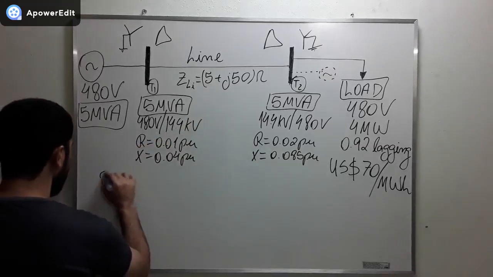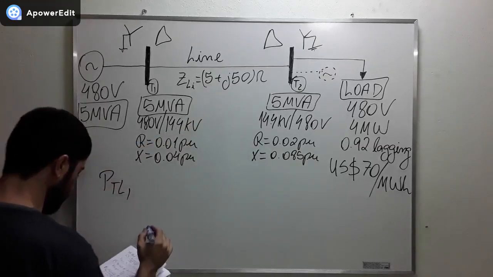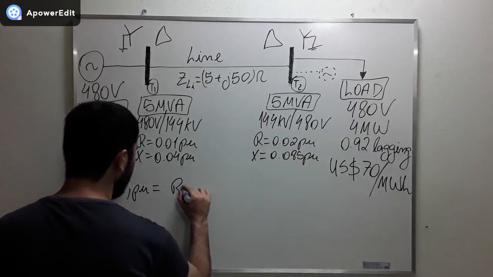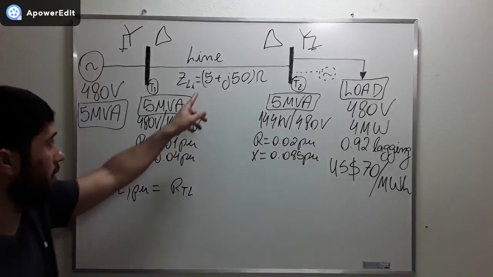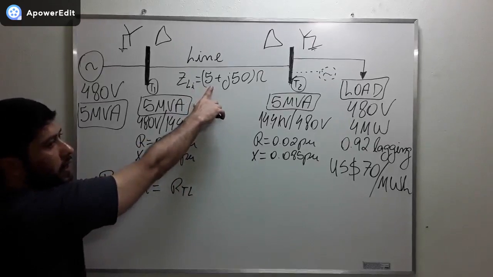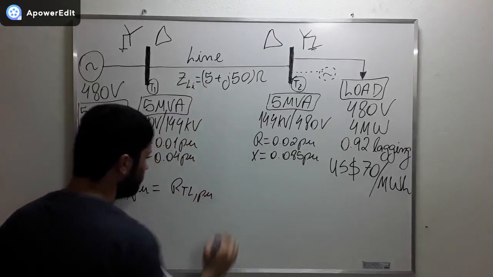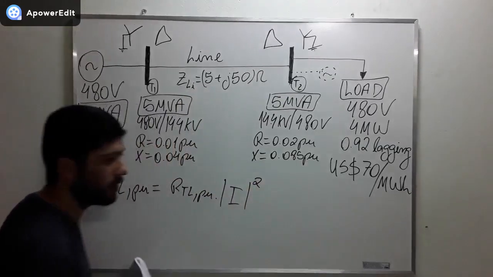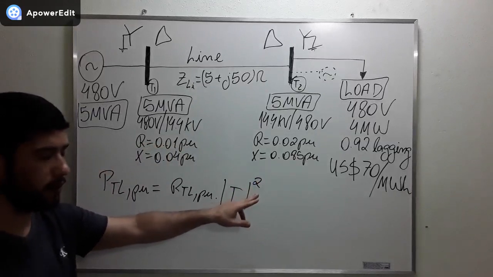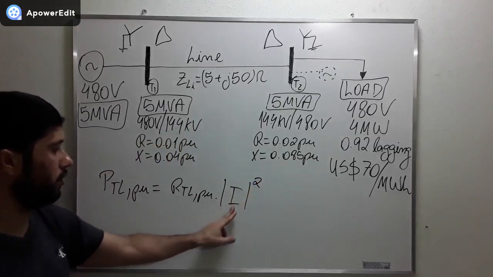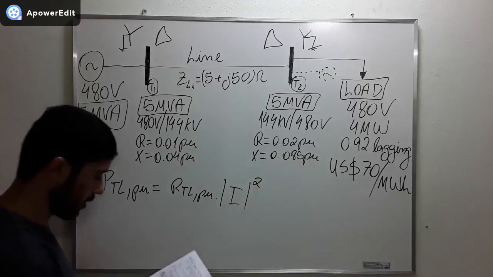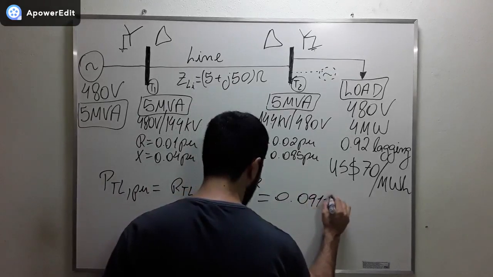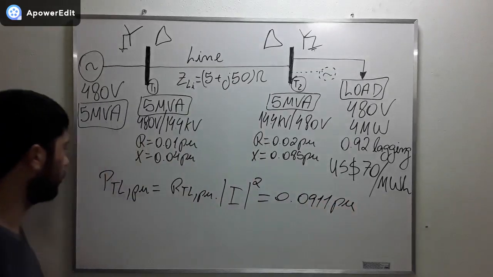The power loss in transmission is going to be equal to the value of the resistance of the line, but not in ohms like it is here. It has to be per unit, okay? And I'm going to multiply it by the magnitude of the current in per unit squared. This in per unit, but the current squared. And we find a value of 0.0911 per unit. Okay?